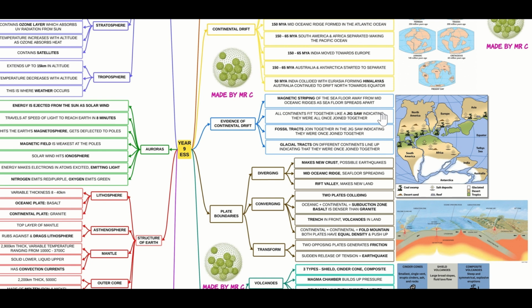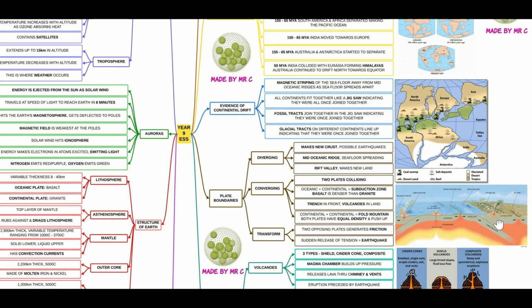Also, we've got fossil tracks, again, that were all connected together because the world was only one large continent called Pangaea, so these fossil tracks all link up, as do glacial traits of different continents lining up together, indicating they were all once joined together, and this is occurring around Antarctica.